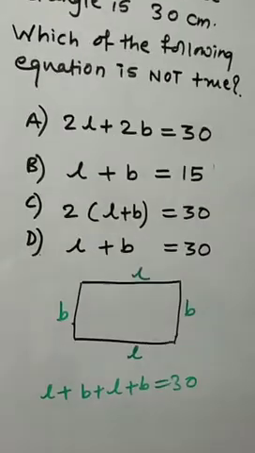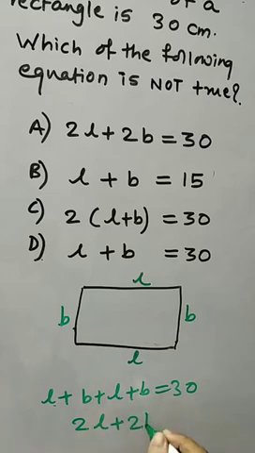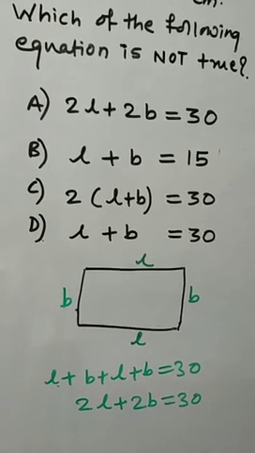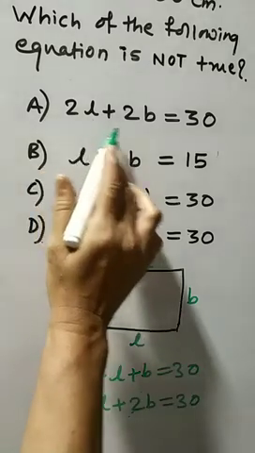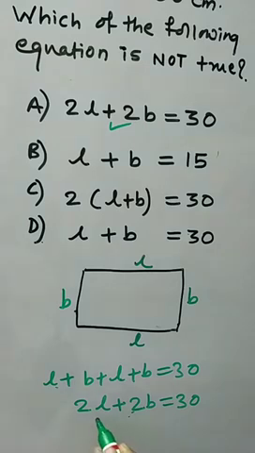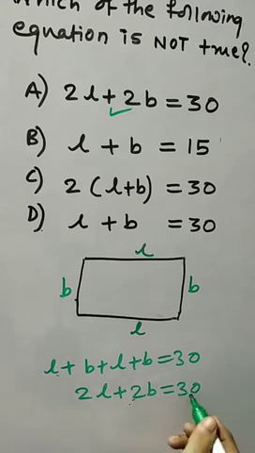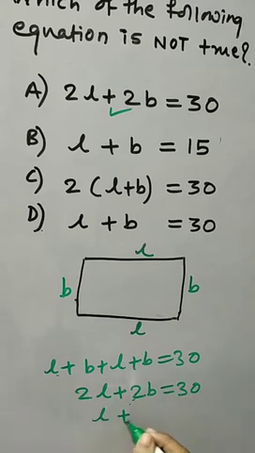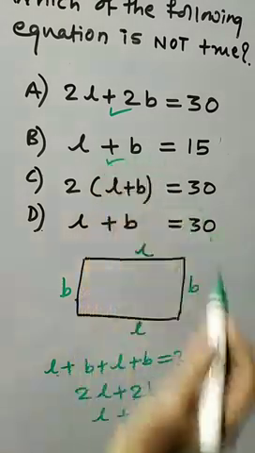So what do you get over here? You get L plus L, 2L, plus B and B, 2B, is equal to 30. So any particular equation of this type is correct. So 2L plus 2B is equal to 30. This is right. Now observe this equation, and in this equation if I divide each of these terms by 2, what do I get? I get L plus B is equal to 15, and that exactly is this. So this is also true.